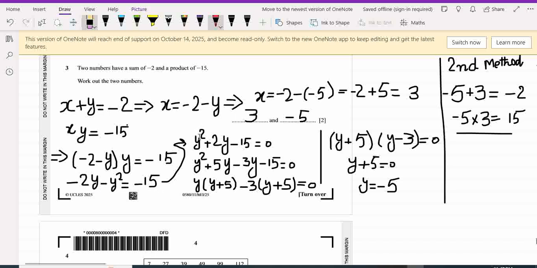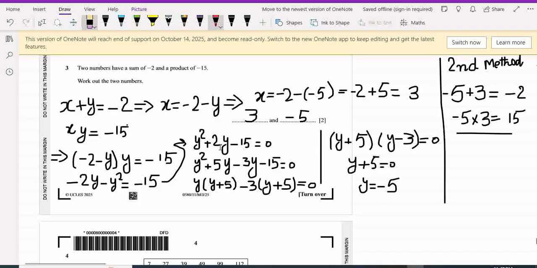Or you can write it y square. If you change all the signs, we get y square plus 2y minus 15 is equal to 0, because these two should be shifted to this side, and this becomes 0. Now we have to solve this equation.